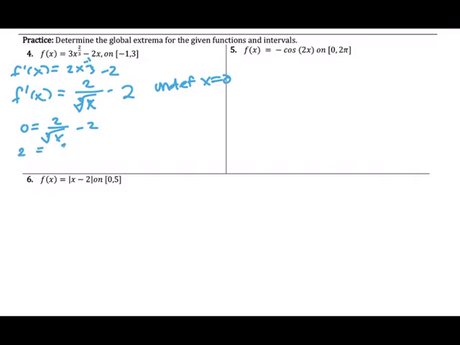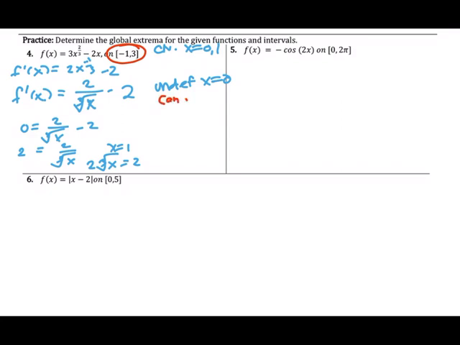It's going to give me 2 equals 2 over the cube root of x. I'm going to multiply both sides by the cube root of x. So 2 times the cube root of x equals 2. So x is going to be 1. So we have two critical numbers, 0 and 1. Those are both within this interval.